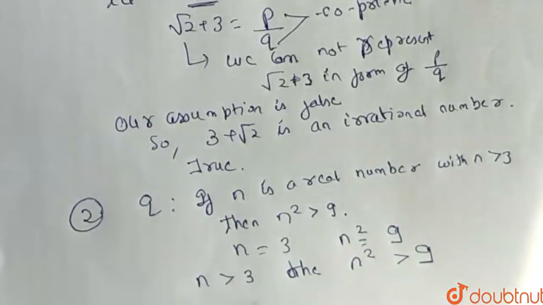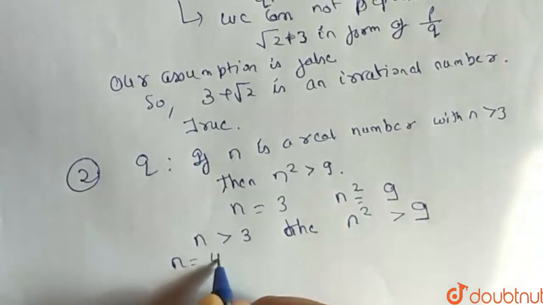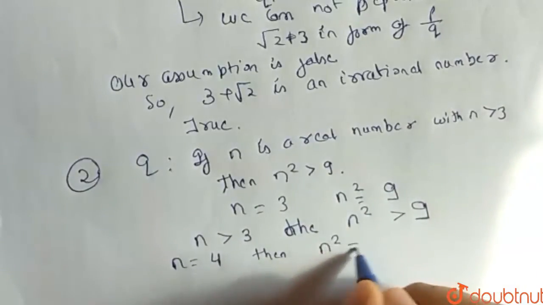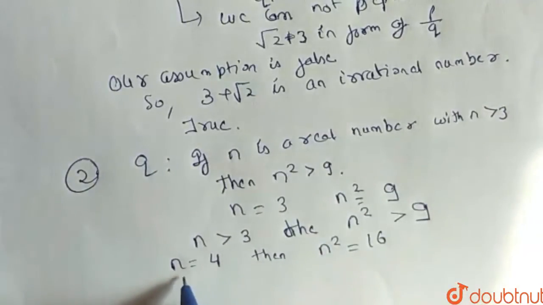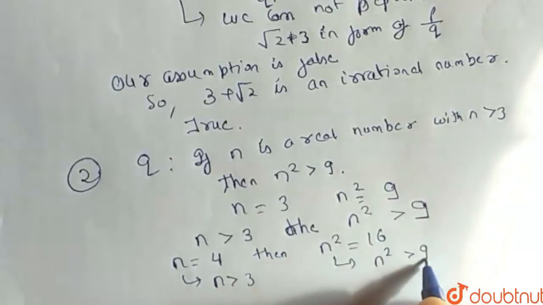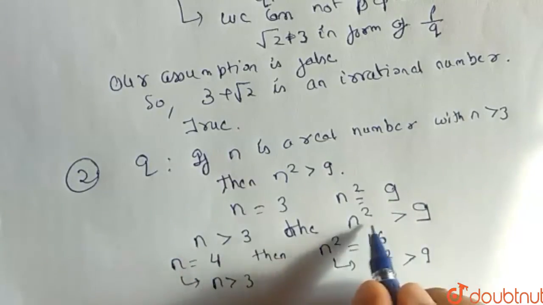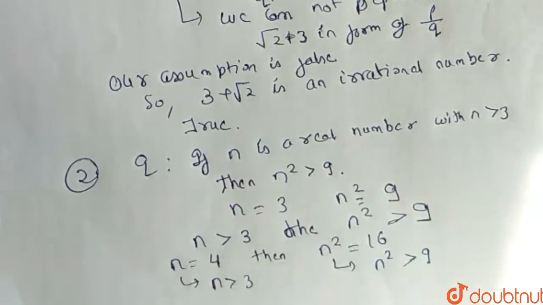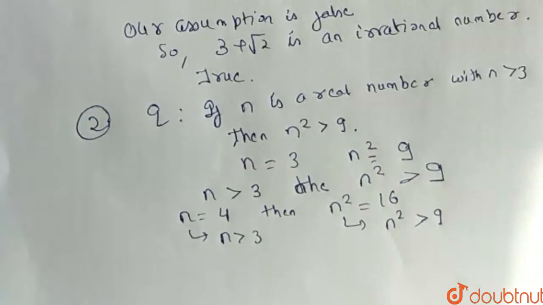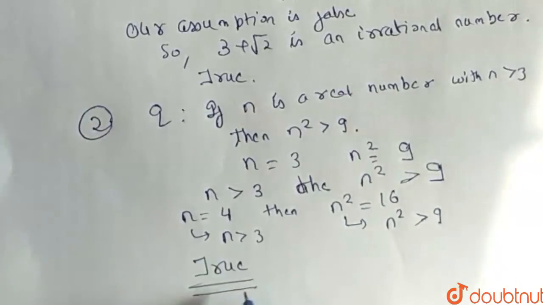because if we take a value that is greater than 3, say we let n equal to 4, then we get the square of that number as 16. So here n is greater than 3, and n square is greater than 9. So if we take any number greater than 3, then its square will be greater than 9. So this statement is true. So that is our answer.